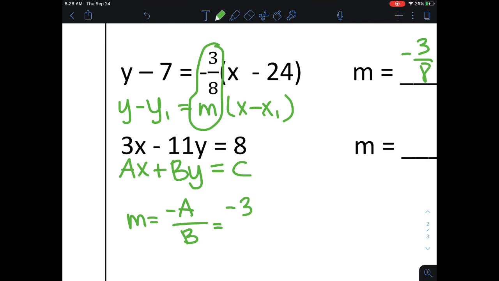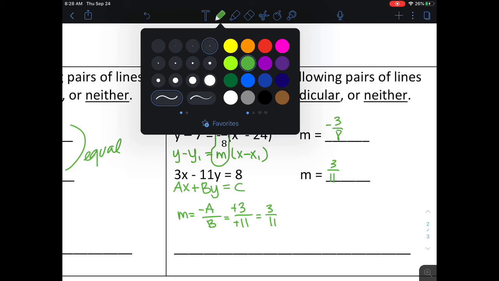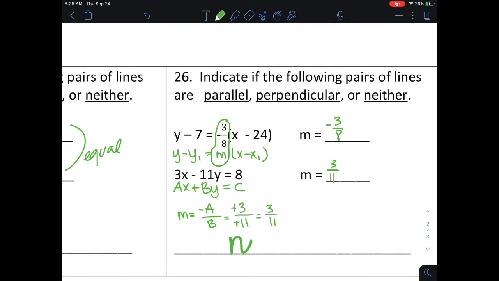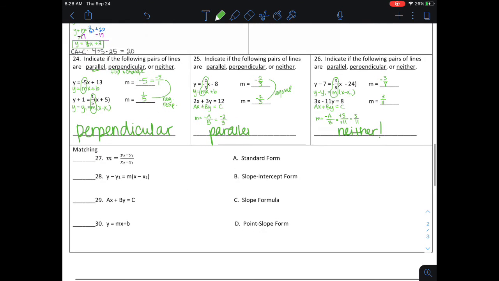-a/b. So that's going to be -3/11, right? Because a is 3 and b is -11. And then that's just going to be 3/11 because it's a double negative. Boom, boom. So 3/11. Okay, obviously these are not the same. Even if they flip, they're not the same. So this is neither. Exclamation point.